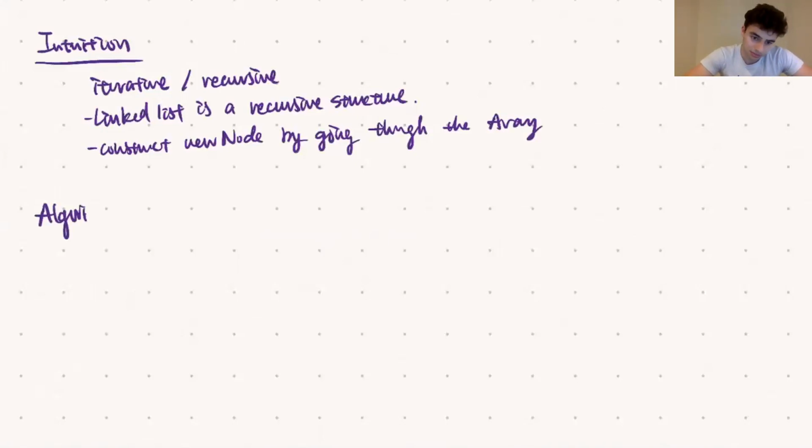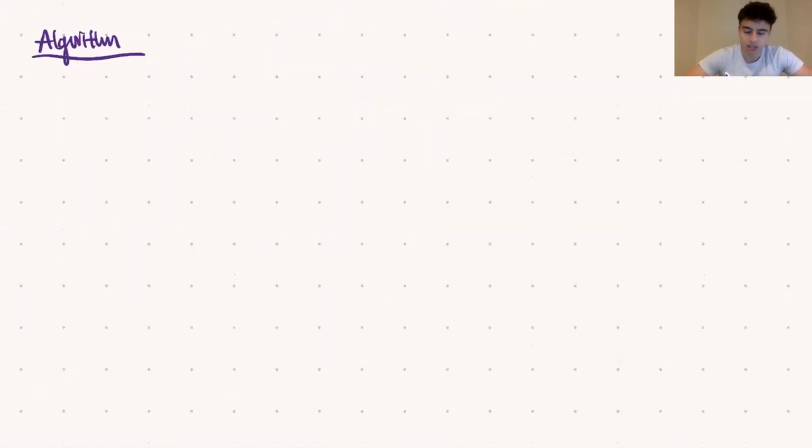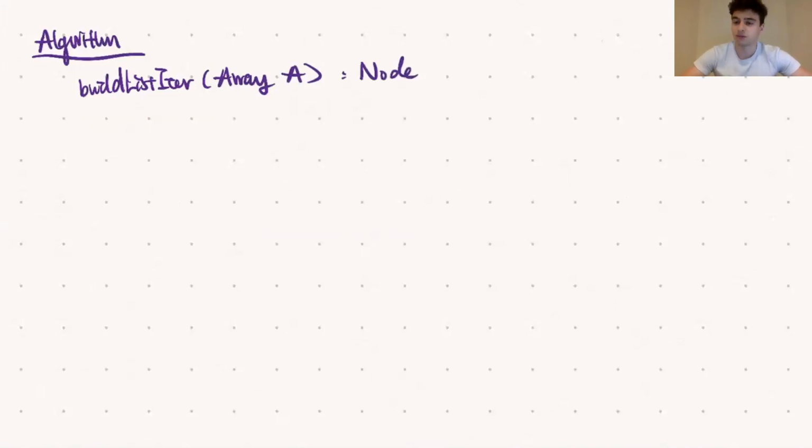So our algorithm, we'll call it build list. And let's actually decide to write this iteratively first. Then we'll write it recursively after. So we'll call it build list iter for iteratively. It's going to take one parameter, that being an array, which we'll call A, and it's going to output a node. And why does it output a single node? Well, that's because if we have just the head of the linked list, then we have the entire linked list as far as we're concerned.